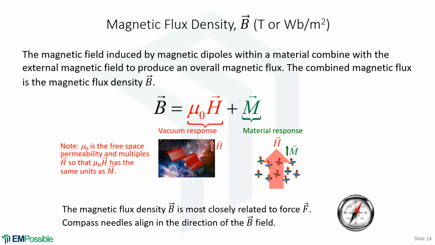Now, the magnetic flux density is what's most closely related to force here. So the needle on a compass, for example, would tend to align with the B field.